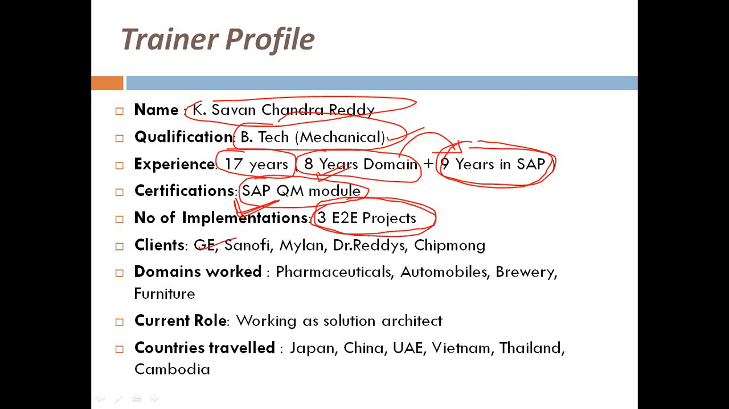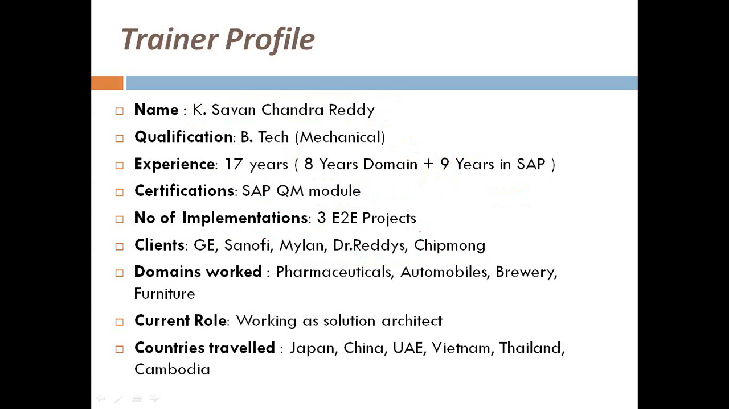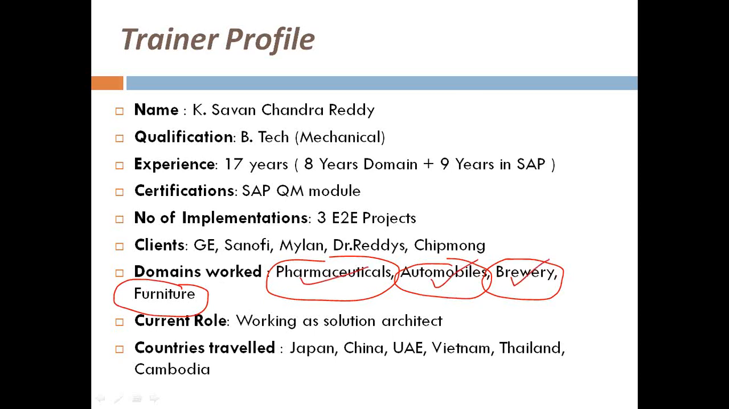And these are some of the top-notch clients for which I worked, some of the organizations for which I implemented SAP. And these are the types of industries for which I implemented SAP: pharmaceuticals, automobiles, brewery, and furniture industries. Currently I'm working as a solution architect in one of the leading IT organizations in India. And these are the countries I traveled to as part of my SAP career. So this is my profile.